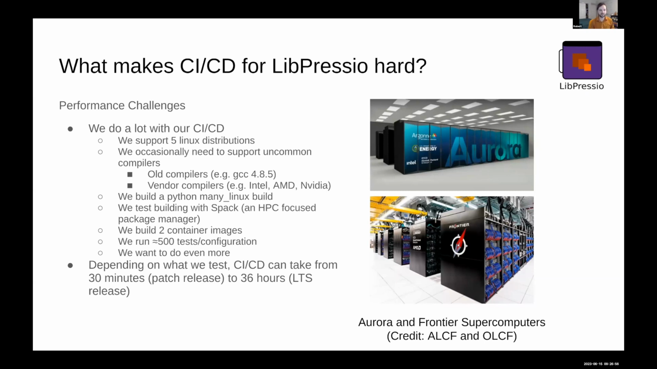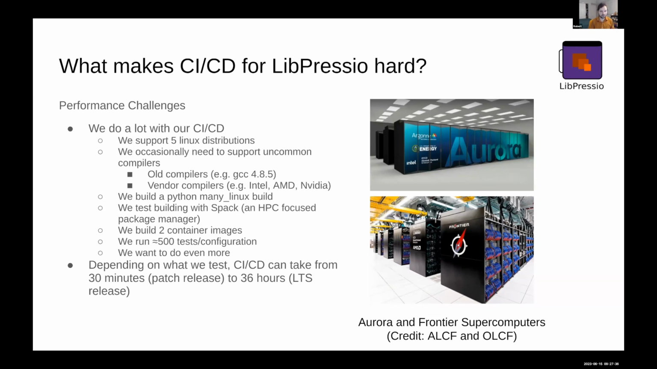We test right now 5 different Linux distributions with different compilers and different sets of libraries. We occasionally need to support uncommon configurations, such as really ancient compilers or proprietary vendor compilers, which makes building a little bit weirder as well. We need to support Python's manylinux build for Python embedded packages. In the high performance computing community, there's a widely used package manager called Spack, and we want to make sure that nothing gets broken with our Spack installation. We also build Docker containers, and we run approximately 500 unit tests with every configuration. And we want to do more.